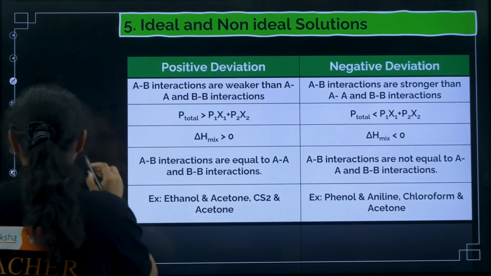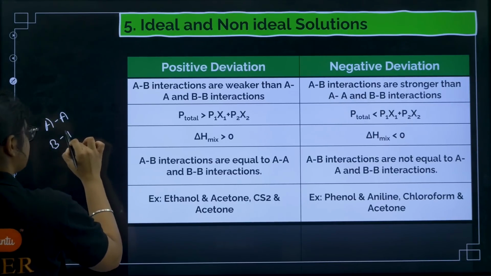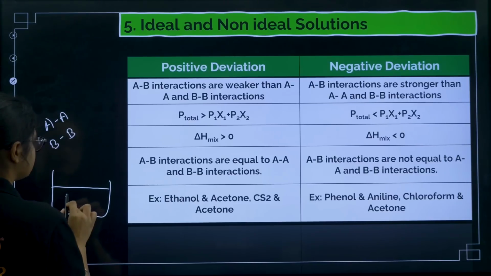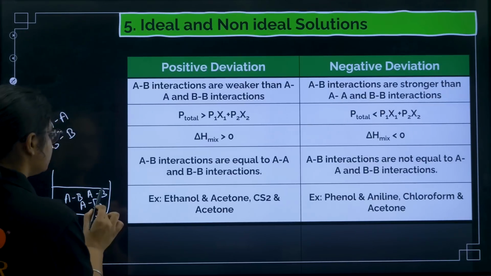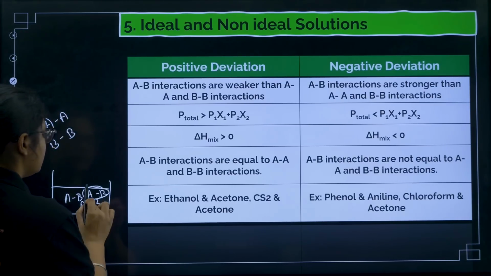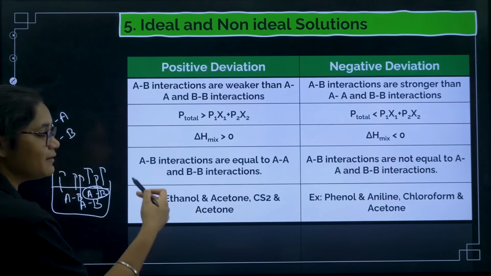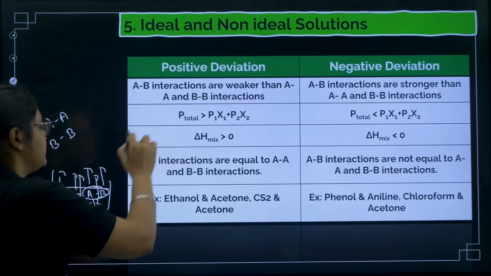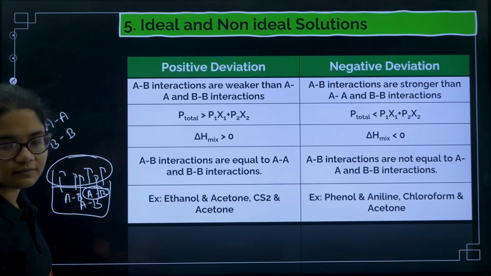See, earlier there were AA interactions, there were BB interactions. Now when you mix them, there are only AB interactions. If this interaction is very weak, then what will happen? A will evaporate, B will evaporate, all the particles will evaporate, more evaporation will take place. Because of that, the number of particles in the vapor phase will be more, and vapor pressure will be more.